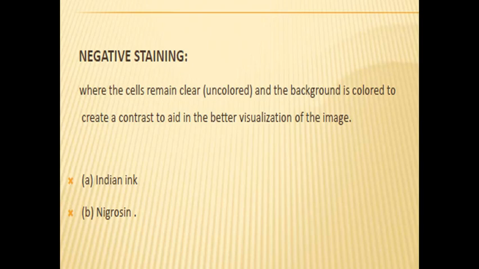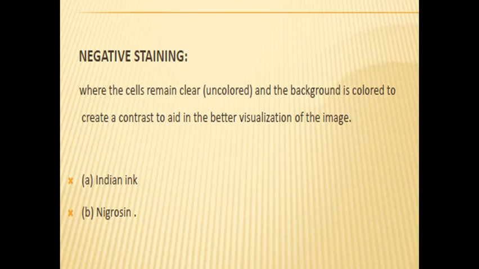So in the previous slide we discussed simple staining and differential staining, which are the types of positive staining. Now we're going to discuss what negative staining actually is. I already explained in a previous slide what positive staining is: the specimen, your sample, your bacteria take up the stain and appear in a particular color.